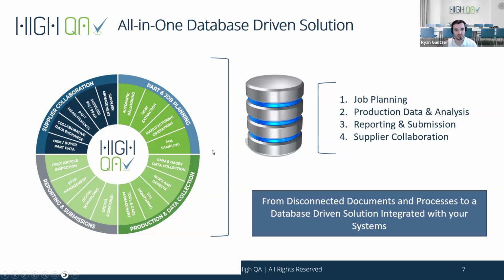First, we have our part and job planning. We'll focus a lot of time today within this section. And then we move on to our production and data collection, ultimately our reporting and submissions. Everything that you see in the green here is from an internal perspective. We also have a supplier collaboration tool that goes externally out to your suppliers, ultimately bringing your suppliers to your shop floor. So that's the mindset here within HiQA, again, all inside of one centralized database.